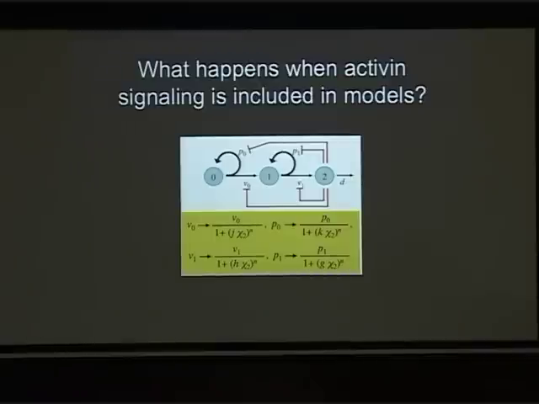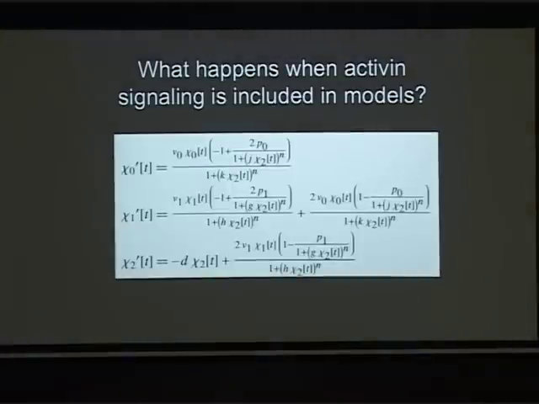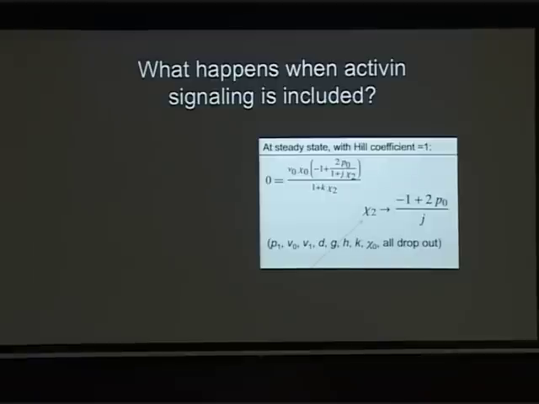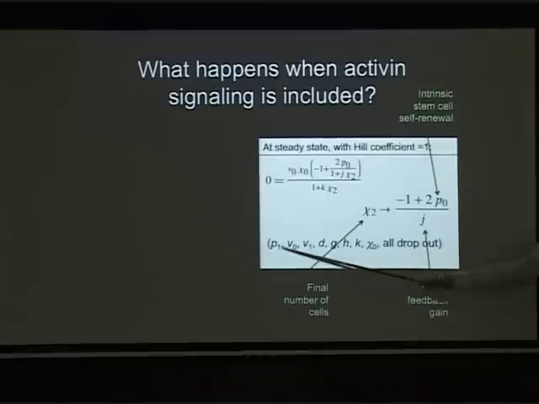So what you get is something like this. If I put all those feedbacks in, I model them all with Hill equations, because it doesn't really matter what I model them with. All that matters is just the slope around the half point. And you get ugly things like this. But the beauty of that is that if you calculate the steady state for the terminal cell, all the parameters drop out. And you get that the number of terminal cells depends essentially on the intrinsic ability of stem cells to renew if there were no feedback, and the gain, or the strength, of the feedback. And everything else falls away.